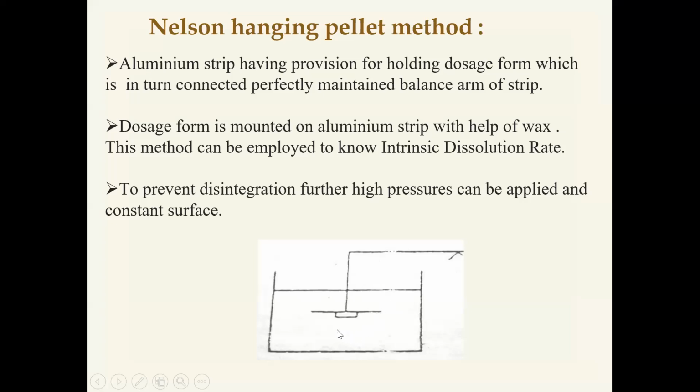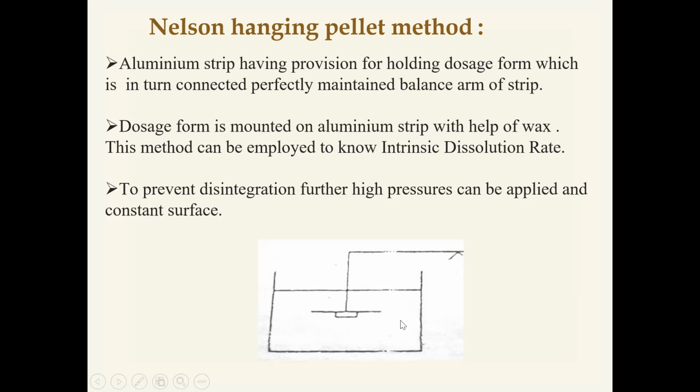When the dosage form is mounted on an aluminum strip, here we mount the dosage form using wax. With the help of wax, we mount it on the aluminum strip. After that, the dosage form restricts the dissolution medium to only one phase of the dosage form. It is exposed to only one phase of the dosage form.